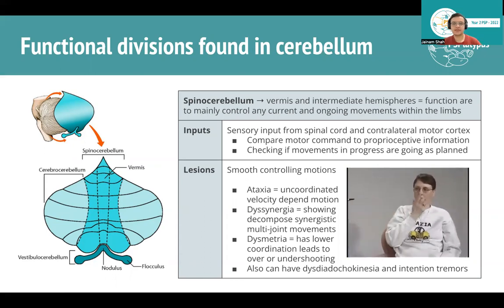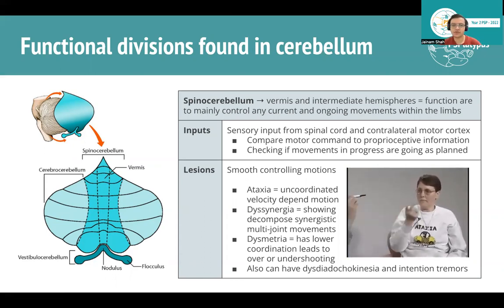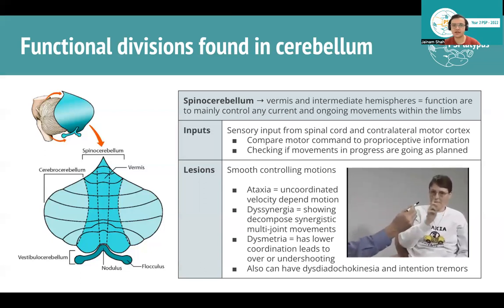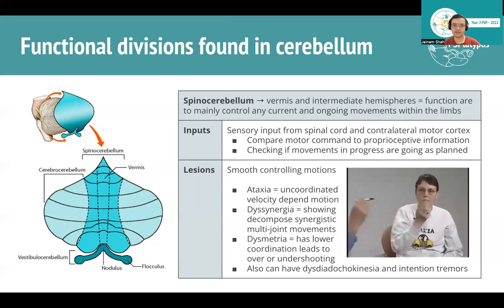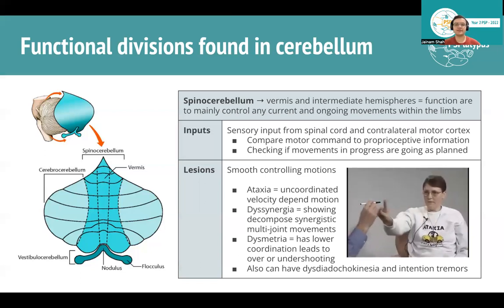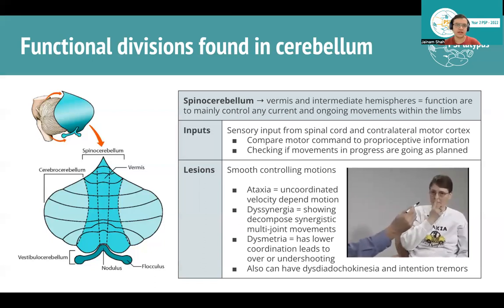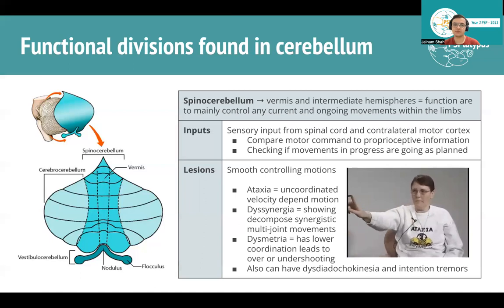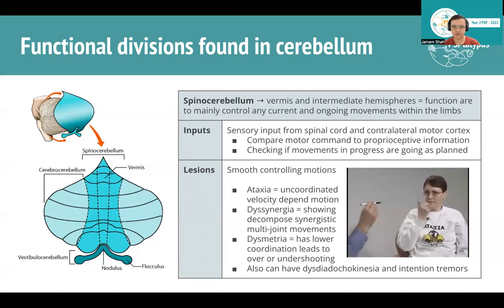So it's mainly going to receive sensory inputs from the spinal cord and the contralateral motor cortex, as we sort of discussed in the previous slide. And it checks essentially if the movements that are already happening are actually going as planned. So it looks at the movements and makes sure that we're actually doing it properly. So as you would expect, if you have a lesion, you would expect there to be problems in smooth controlling motions. There's a lot of terms that you can use to describe these problems.